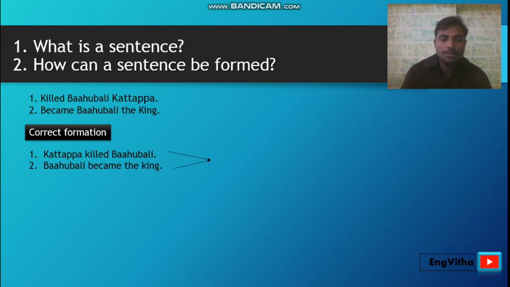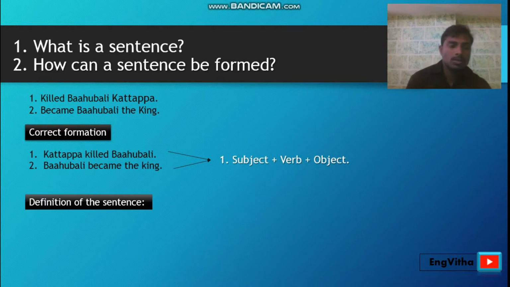It is formed in this way. Firstly subject, then verb, then object. This is the basic formula in the English language that makes a good, correct sentence. So as we have seen in the above sentences, we could make a definition of the sentence. What is the definition of a sentence?